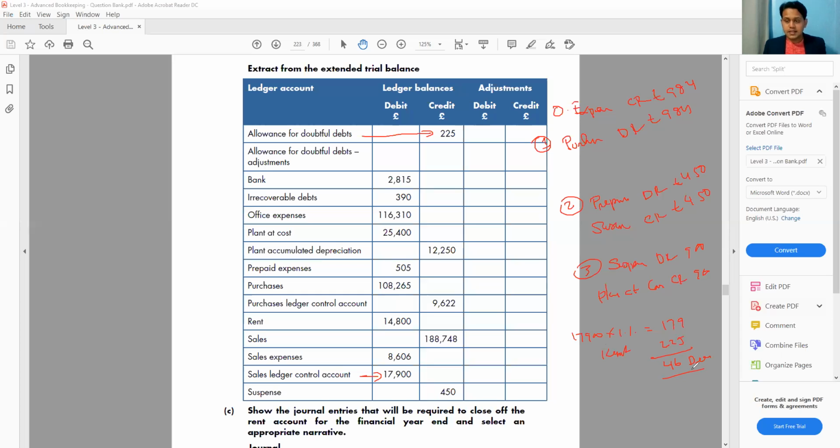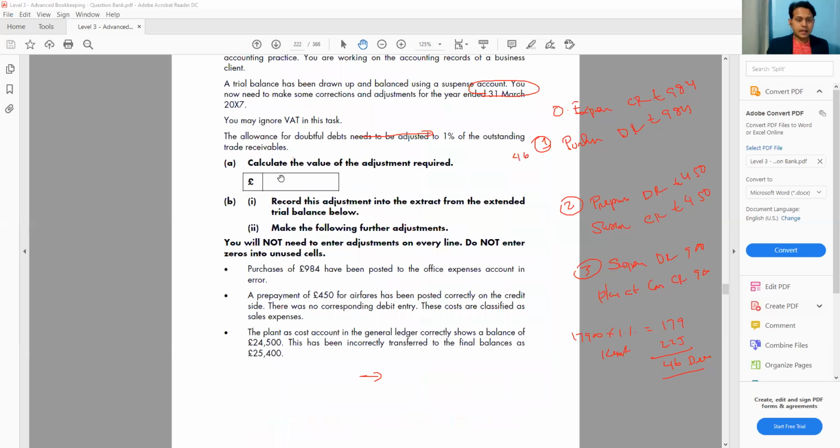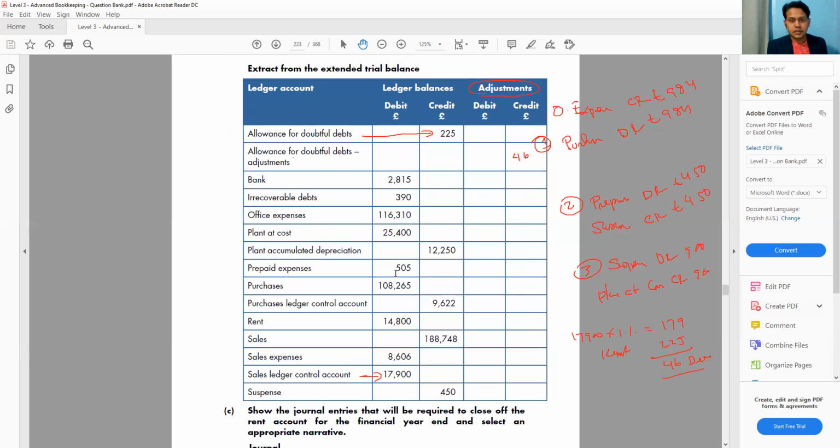Now, if I want to decrease it, how do I decrease that? So I have something here, allowance for doubtful debt. Remember that, allowance for doubtful debt. Normally, in the adjustment section, if I want to increase it, I make it debit. If I want to decrease it, I make it credit. 46, I'm going to make credit here. And on that section, number A, I'm going to write 46 here. That's the adjustment we require. All right, so let's move on.